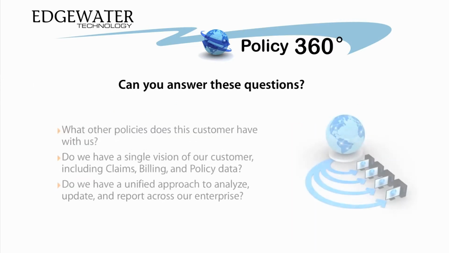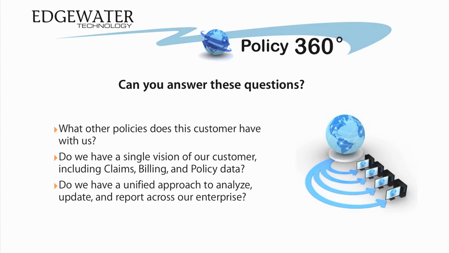For instance, we have a few questions up here, and we find that many insurance firms cannot answer them. Can you? When a customer calls, do you know what other policies this customer may have with you in addition to the one they're inquiring about? Do you have a single vision of your customer, including billing and policy data? Do you have a unified approach to analyze this data, update it, and report across your enterprise on insured, agent, and producer information? Most carriers cannot answer these questions or report on it because they have a disparate operating environment with customer and agent data spread across multiple systems, so users do not know enough about policy holders and prospects.